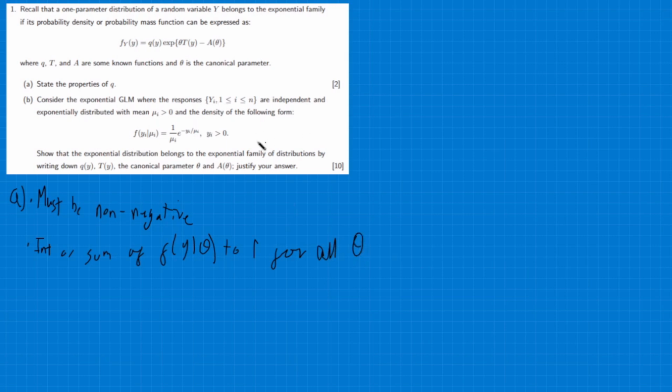So that's question 1 done. It's only 2 marks here. Question B is a 10 marker. We can get rid of that and move on to question 2.